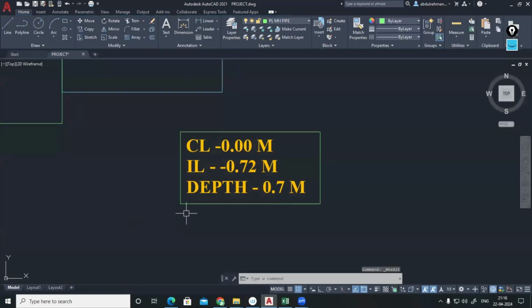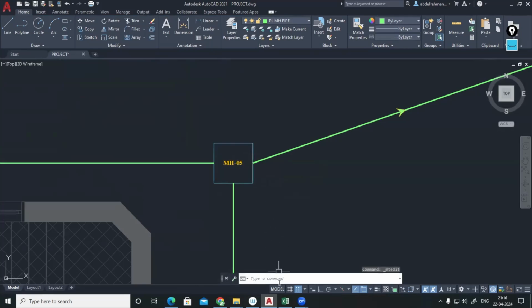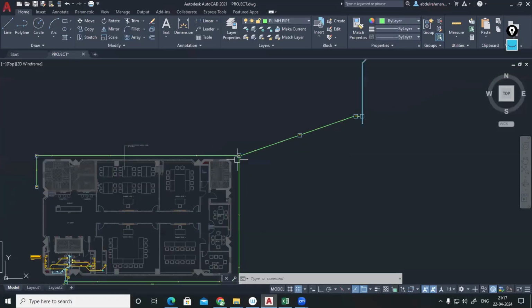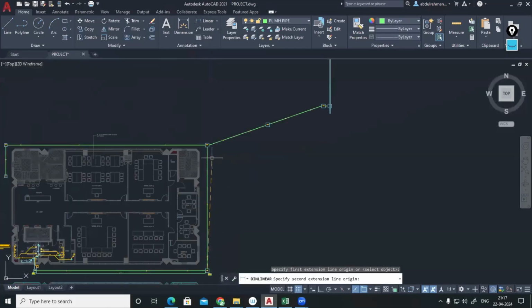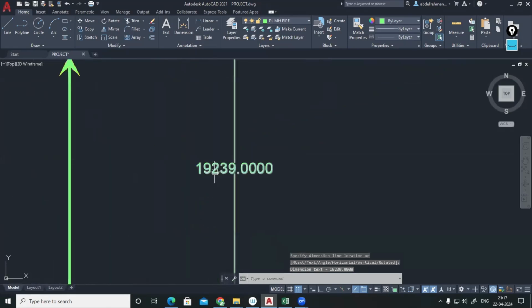Okay. Accordingly, from manhole number 2 to manhole number 5, what about the depth? Manhole number 2 will be connecting to the next manhole, manhole number 5 only. Anyhow, manhole number 5 we can do now. Distance to the next manhole, this distance. We can take the outlet of this manhole to the inlet of this manhole. That's the pipe length. How much are we getting? 19.23 meter or 19.24 meter.